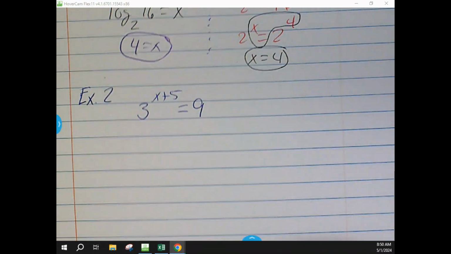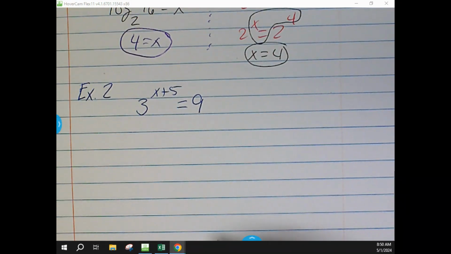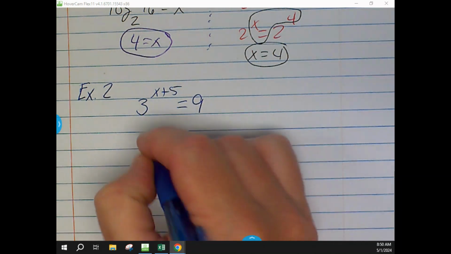So here we are in exponential form. Again, if you're not really sure about what it is, let's just rewrite it in log form.